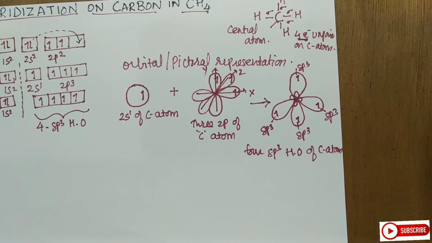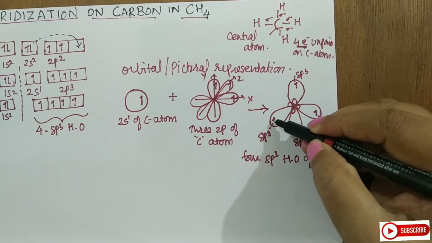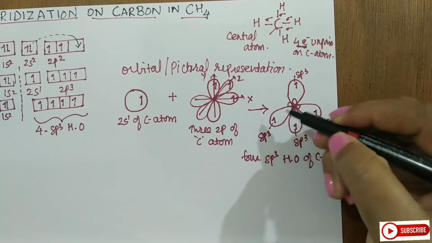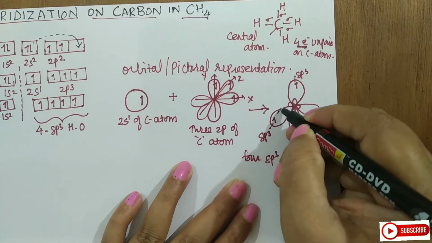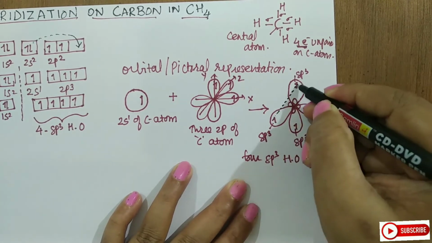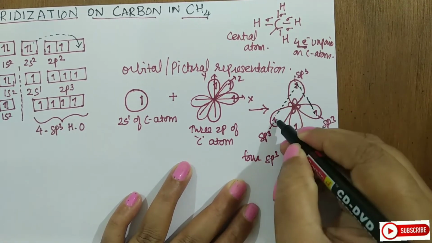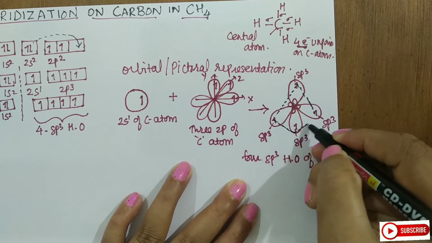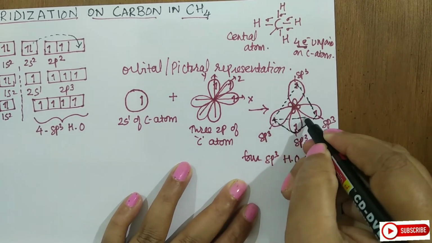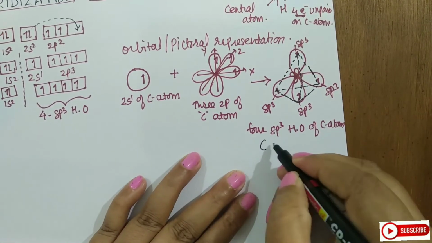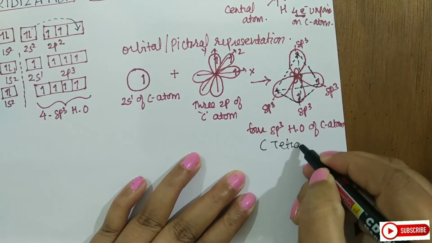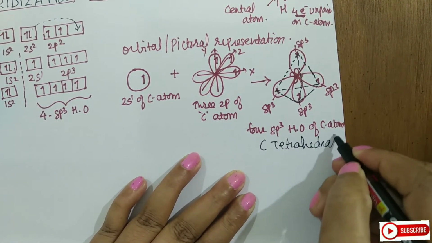Now students, at this stage, if you see the geometry, if I try to join the centers of those orbitals, what will I get? Let us join them in this way, this to this and this to this. So I get a shape that is called the tetrahedral shape.